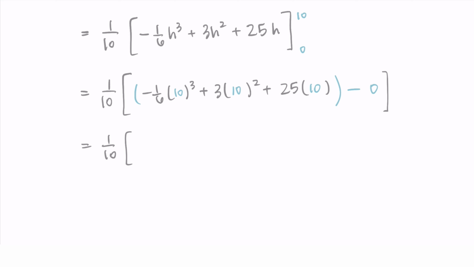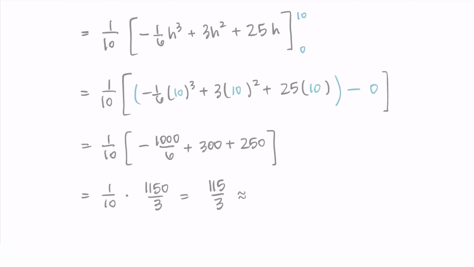10 cubed is 1,000, meaning I have -1,000 over 6, plus 3 times 100, that's 300, and then plus 25 times 10, that's 250. And don't forget that 1/10 on the outside there. Then I just went ahead and used a calculator to add up these fractions. You could do it by hand, it's just a couple extra lines I didn't care to do here. I'm getting 1150 over 3 as the result of what's in my parentheses, and that's being multiplied by 1/10. So that results in 115 over 3, which as a decimal is approximately 38.33 degrees Fahrenheit.